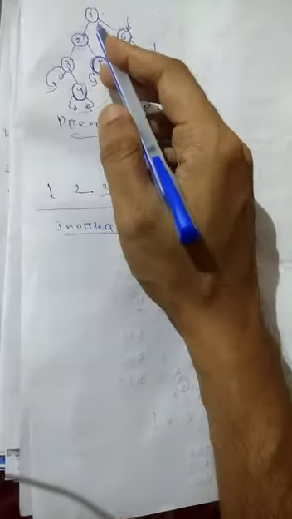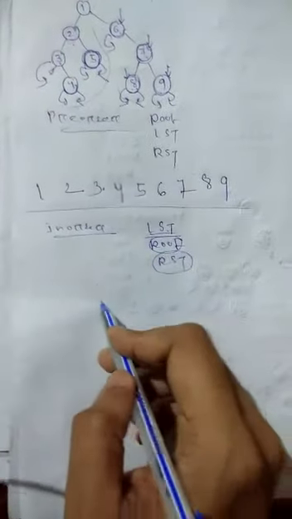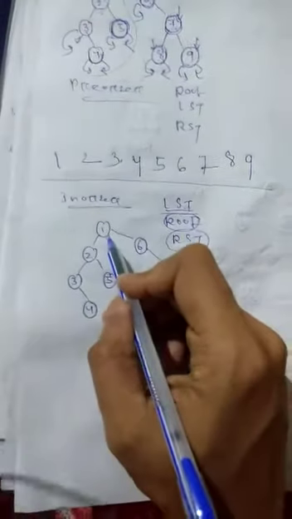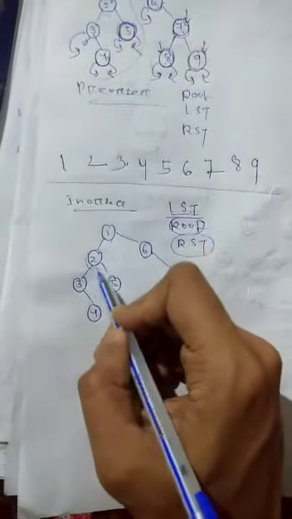Then first the left subtree is visited, then print, then the right subtree is visited. So for 1, first the left subtree is visited. We have to go to the left side. So I am drawing another tree, the same tree, so that you can easily understand. Here is your pointer. First you go to the left subtree here.